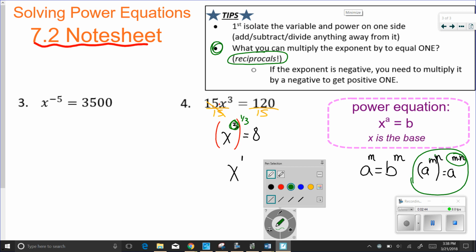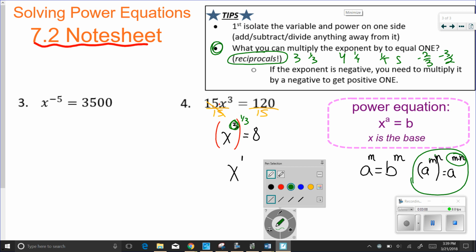Remember, reciprocals are just flips of itself. So the reciprocal of 3 is 1/3. The reciprocal of 4 is 1/4. The reciprocal of 1/5 is 5. The reciprocal of negative 2/3 is negative 3/2. Okay, so you just flip whatever's there.